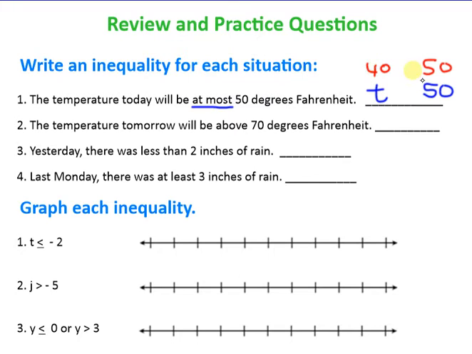So I'm going to choose 40, and my sign then would be less than. But I always need to ask myself, can it be exactly 50 degrees? Well, yes, it can be. And so my sign is going to be less than or equal to 50. So my final answer would be T is less than or equal to 50.